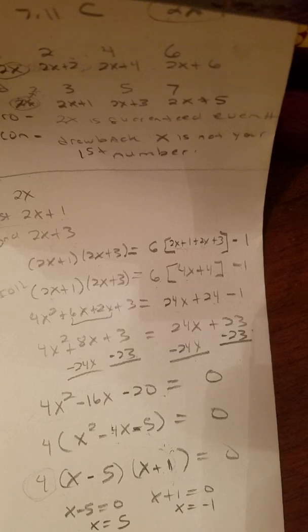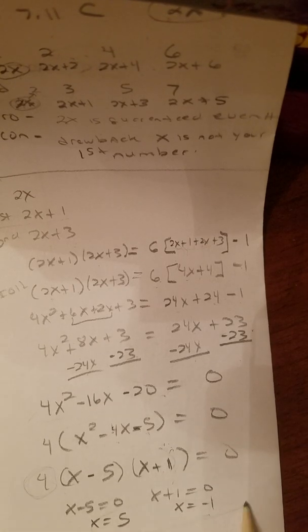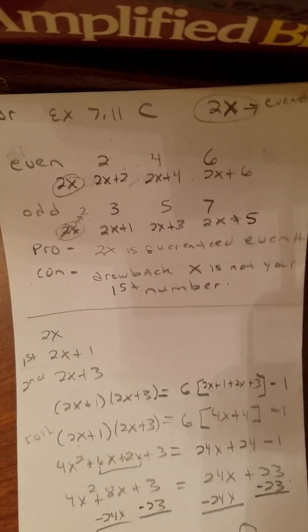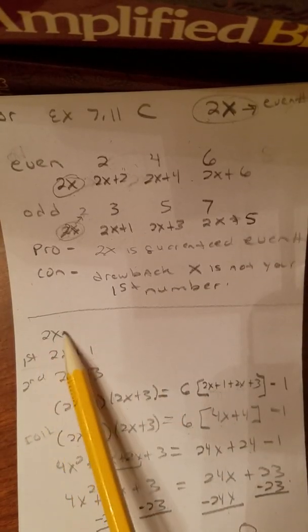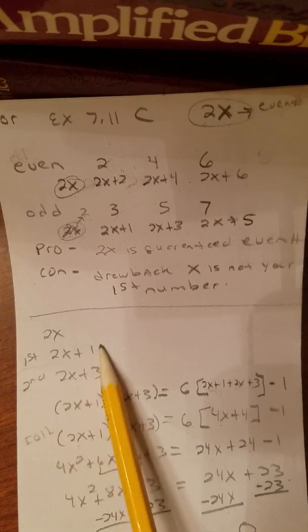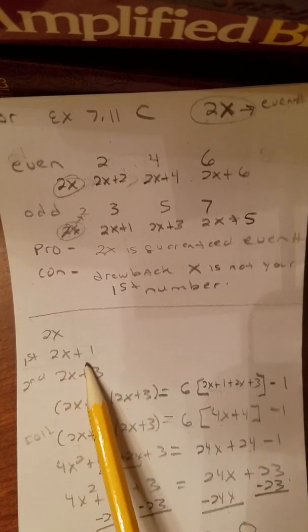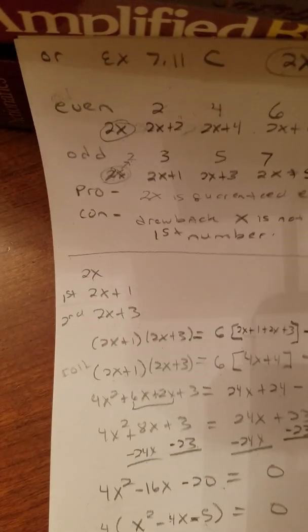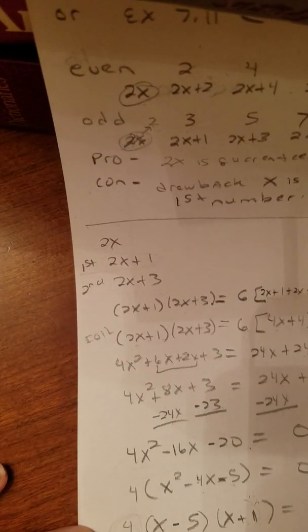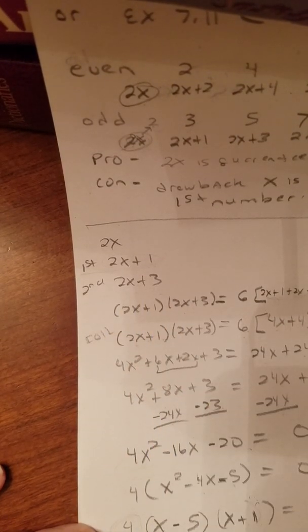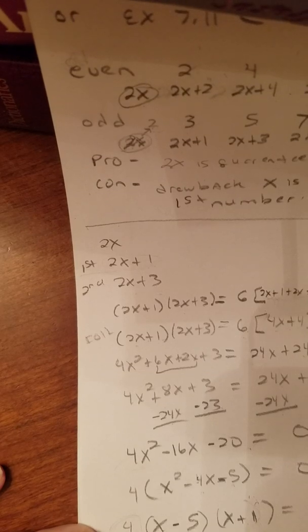Now, in this case, you just found out what x is. What is x representing? All right. x represents nothing. What represents this first number? 2x plus 3. So we're going to write it this way. The first number was 2x plus 1. The second number was 2x plus 3. I'm going to substitute in the value of x.